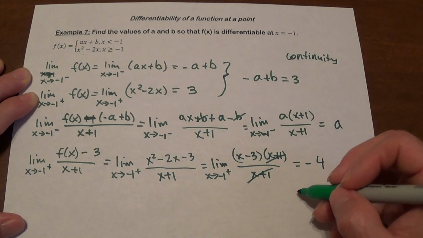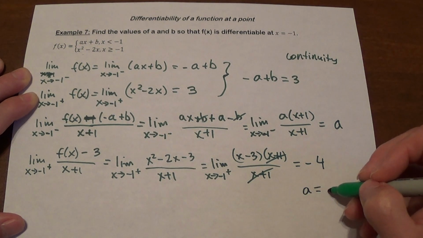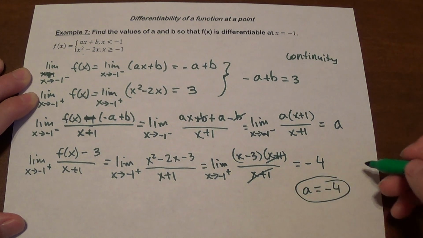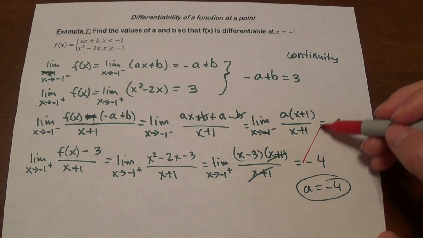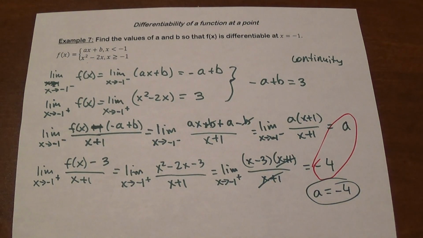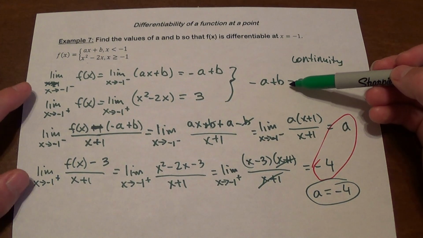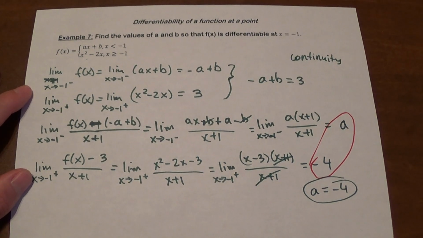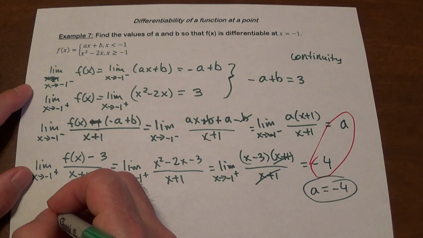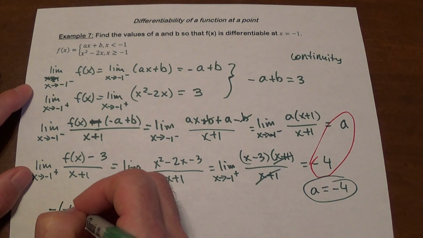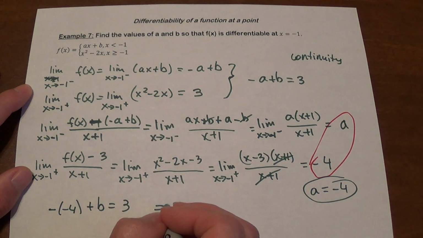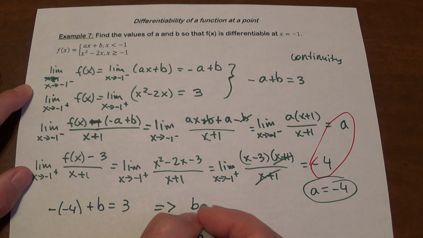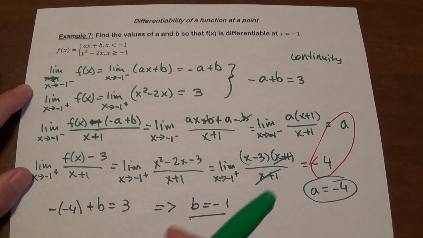So we want these two limits here, the one-sided derivatives, to be equal. So right there we can say that a is going to equal negative 4, right? Because these two values here will need to be equal. And now that we know a, we can go back to this expression here and substitute this value to find the value of b. So negative 4 plus b equals 3, and then from there we can see that b is going to equal negative 1.